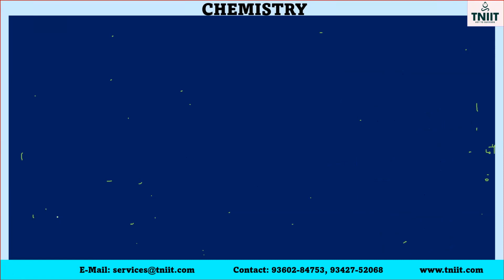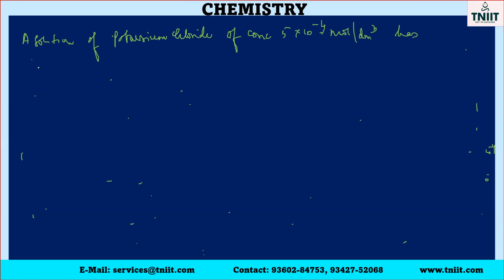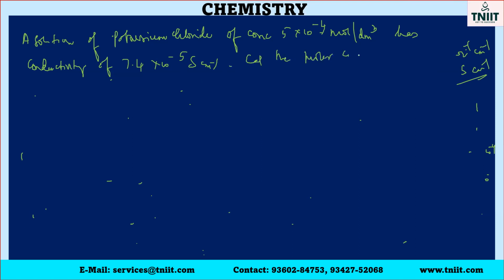So this is with respect to specific conductance and molar conductance. A question generally they ask like this: a solution of potassium chloride of concentration 5 into 10 to the power minus 4 mole per decimeter cube has conductivity of 7.4 into 10 to the power minus 5 Siemens centimeter inverse. Per ohm per centimeter is Siemens centimeter inverse. So this is the unit for specific conductance, Siemens per meter or Siemens per centimeter. Calculate the molar conductance.